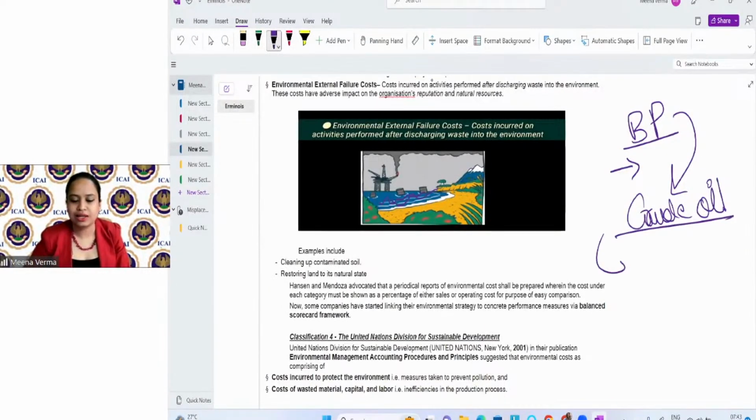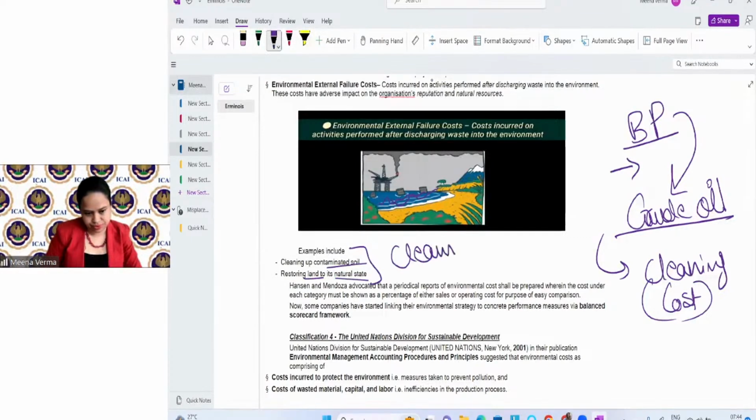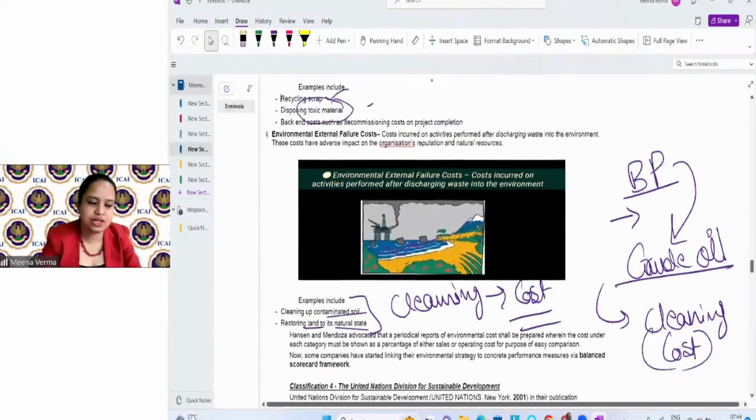Now, cleaning of the ocean is required. When you have already damaged the environment by releasing harmful gas or water, a cleaning process is required. This cleaning process will result in cost for the company. This cleaning means cleaning up contaminated soil and restoring the land to its natural state. This will come under external failure costs.